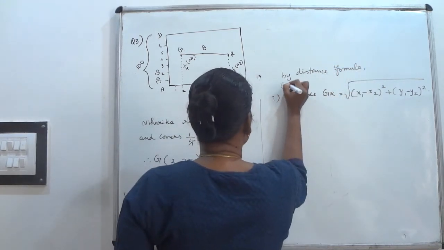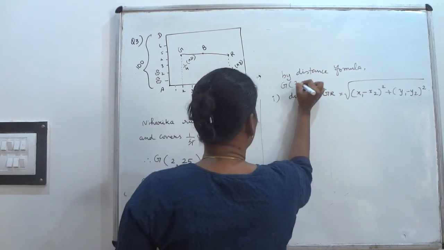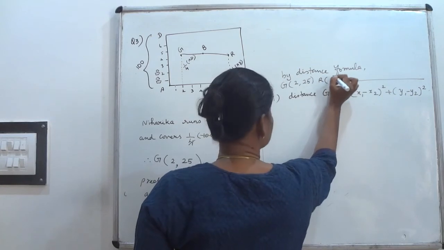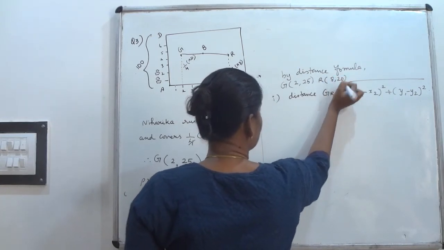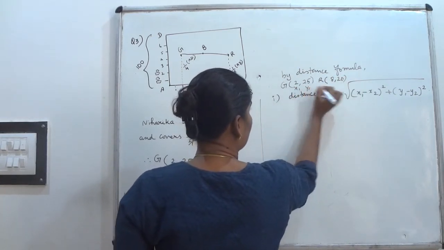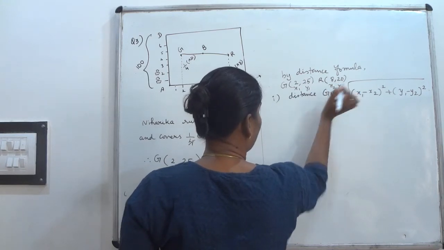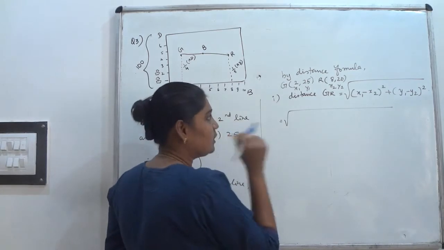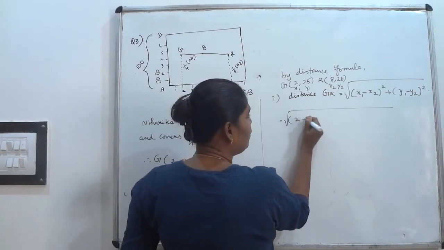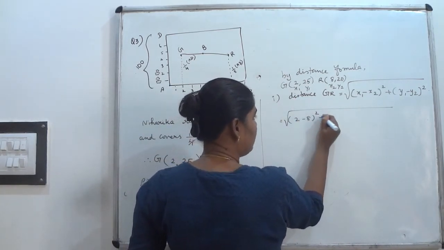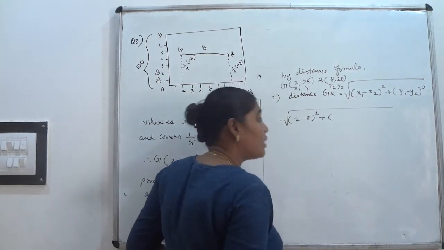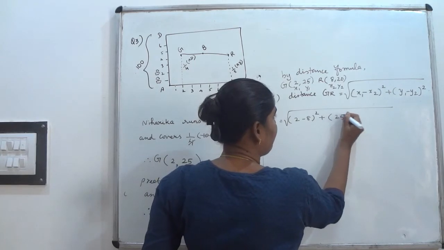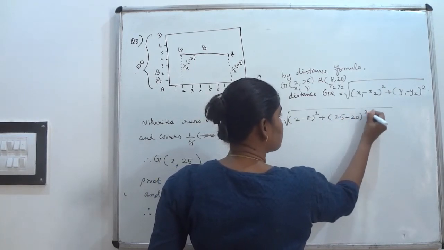What is the G coordinate? Tell me. 2 and 25. What is the R coordinate? That is 8 and 20. Mark it x1, y1, x2, y2. Apply it in the formula. x1 minus x2 the whole square, that is 2 minus 8 the whole square, plus y1 minus y2 the whole square, that is 25 minus 20 the whole square.